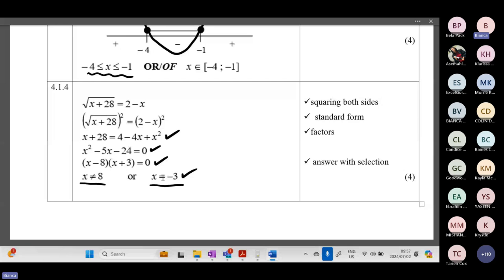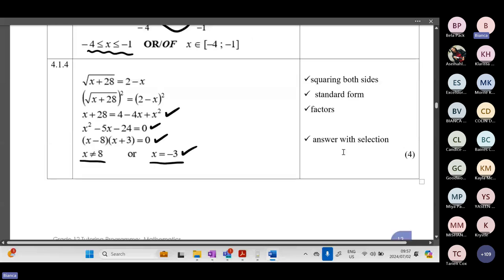Who remembered to check? Hands up. Online learners looking at you. Hands up if you remember to check your solutions. So as soon as you have a square, as soon as you have a surd, you need to check your solutions. Okay, and then onto the simultaneous.